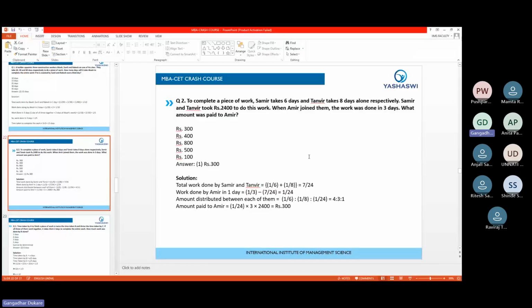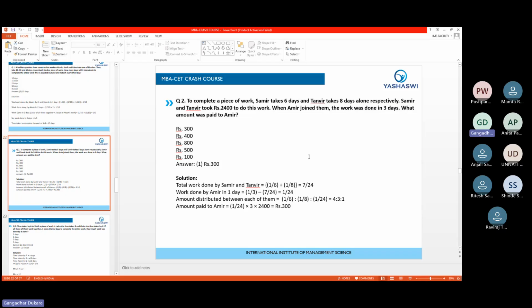Okay, so the total work done by Samir and Tanvir is 1 by 6 plus 1 by 8. That is already given: Samir takes 6 days and Tanvir takes 8 days. We calculate it as 1 by n, so 1 by 6 plus 1 by 8 equals 7 by 24.